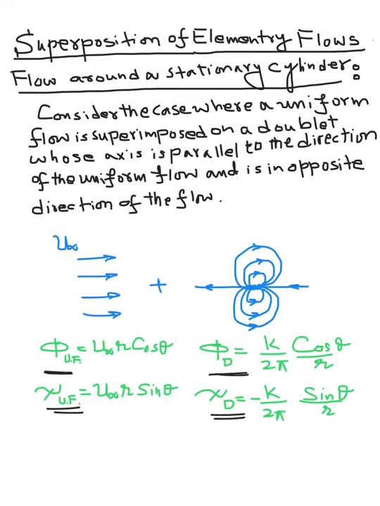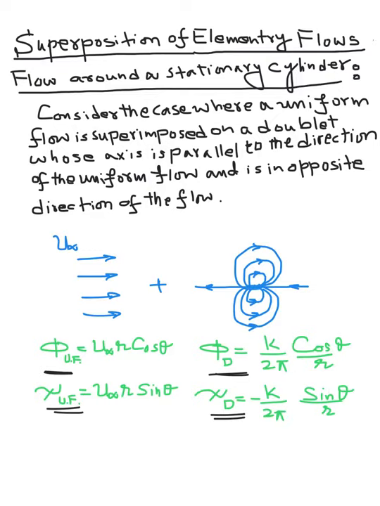Now if I add the potential function for both these flows, I will obtain the potential function for flow around a cylinder. Similarly, for the stream function, if I add the stream function for uniform flow and the stream function for doublet flow, I will obtain the stream function for flow around a cylinder. Once I obtain the stream function or potential function, I can easily determine the velocity distribution.